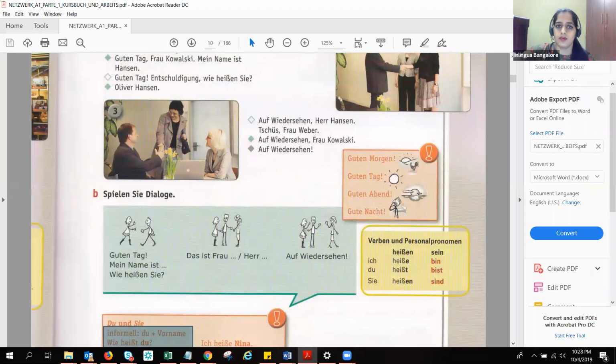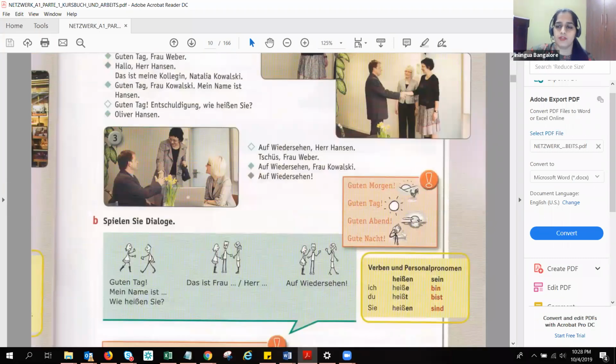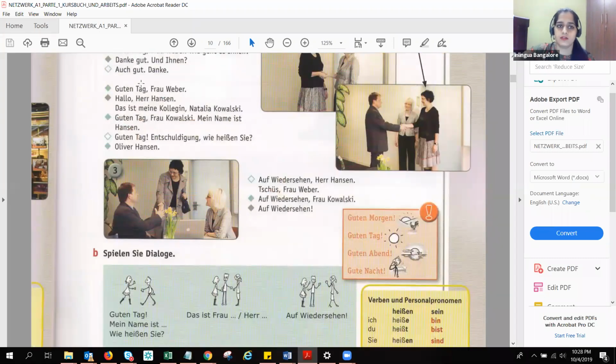You can see here, every time in these conversations, whenever somebody is greeting formally, they are using either Frau or Herr. So Frau and Herr are used for the formal way. Whenever you are saying Mr. or Miss, Mr. Hansen, Miss Weber, that is formal.